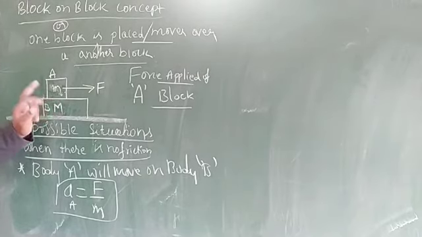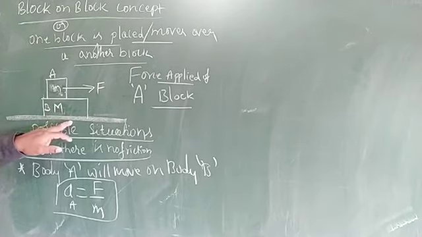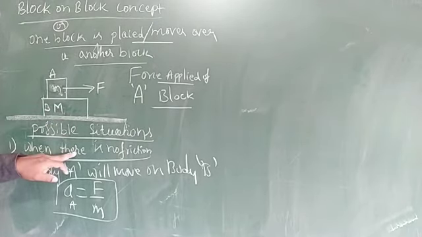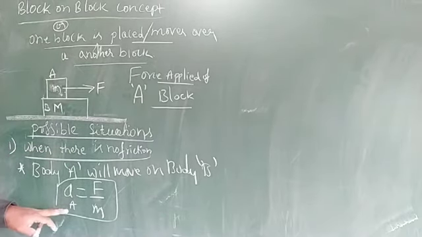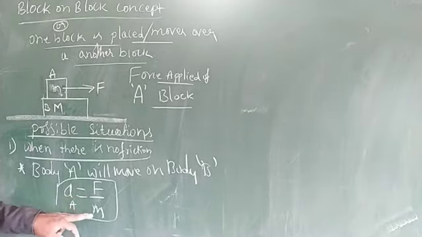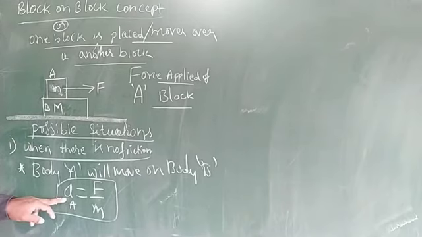When body A is placed over body B, the system is placed on a horizontal surface. If the friction is 0, that means frictionless surfaces, body A will move on body B with an acceleration a equal to F divided by small m. This is the acceleration of the body A.